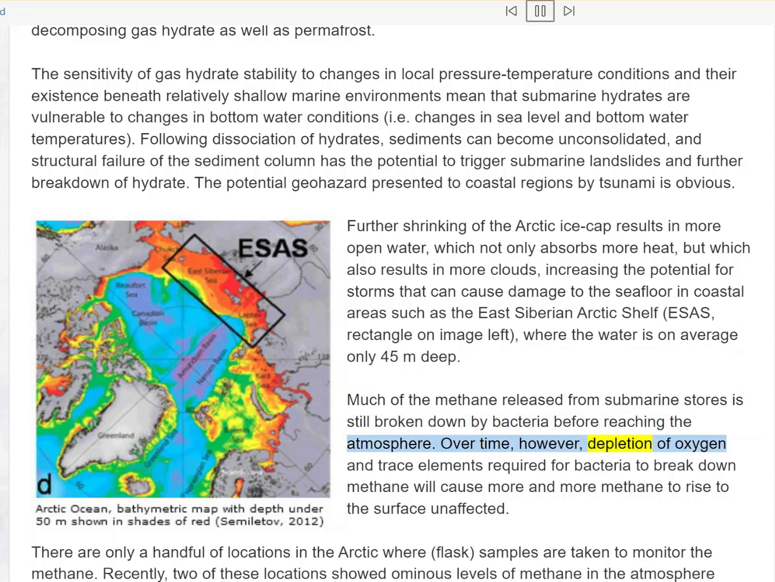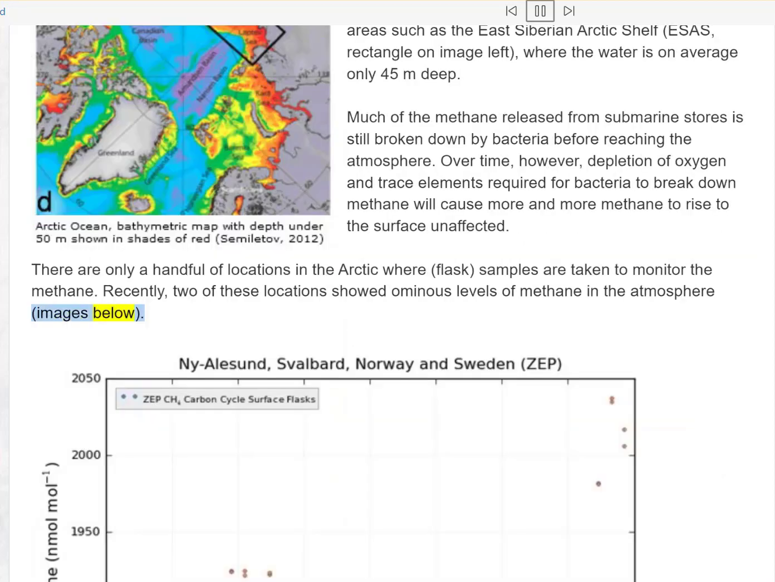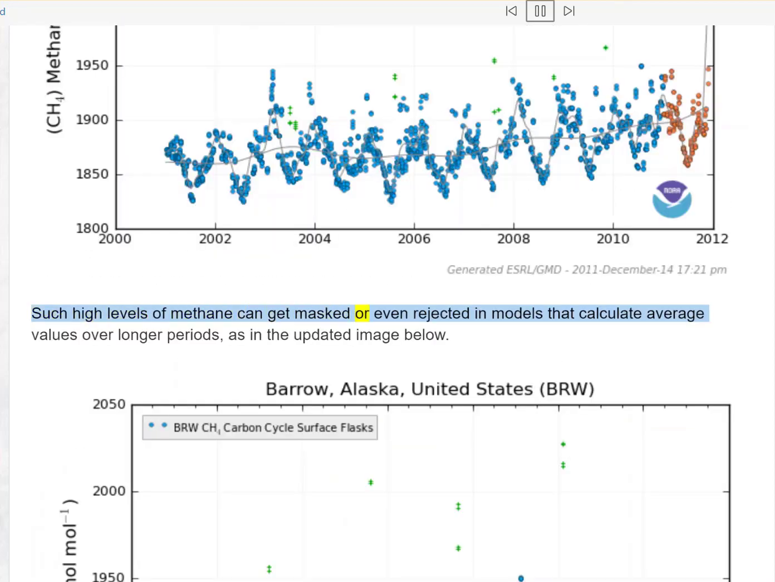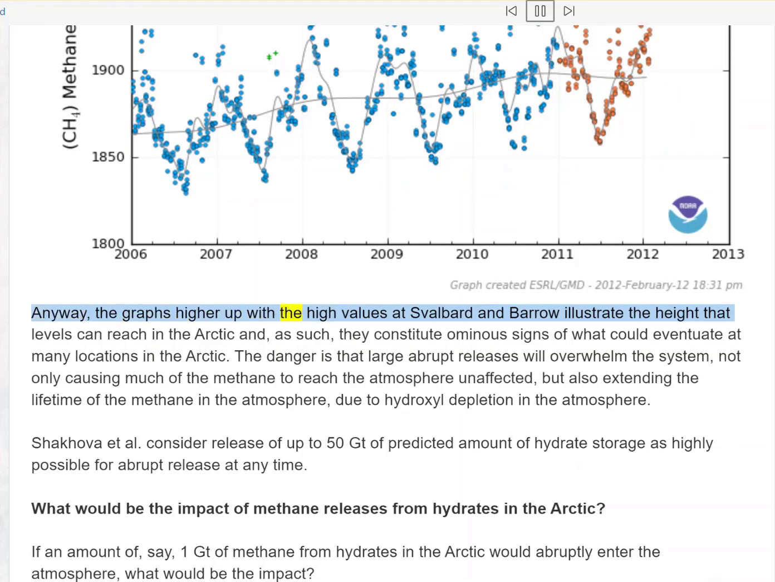Over time, however, depletion of oxygen and trace elements required for bacteria to break down methane will cause more and more methane to rise to the surface unaffected. There are only a handful of locations in the Arctic where flask samples are taken to monitor the methane. Recently, 2 of these locations showed ominous levels of methane in the atmosphere, images below. Such high levels of methane can get masked or even rejected in models that calculate average values over longer periods, as in the updated image below. Anyway, the graphs higher up with the high values at Svalbard and Barrow illustrate the height that levels can reach in the Arctic and, as such, they constitute ominous signs of what could eventuate at many locations in the Arctic.